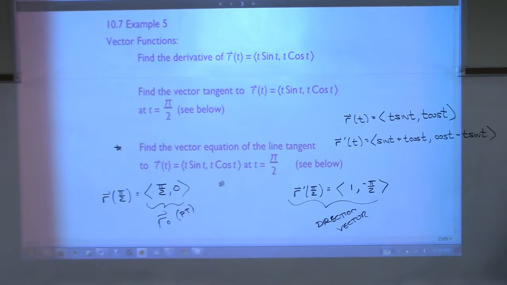So are you ready for the vector equation of the line? Yes? Okay, here it is.